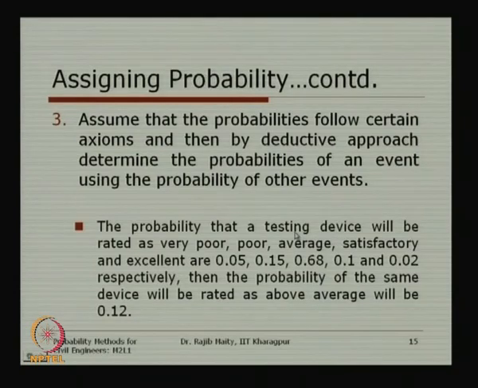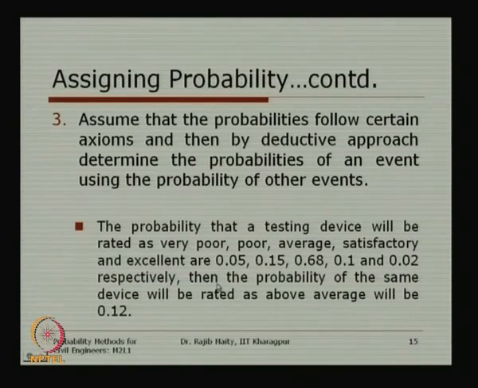Suppose a company has given a testing device to the market, and based on customer satisfaction, the customer will categorize that particular testing device as very poor, poor, average, satisfactory, or excellent. Based on a market study or some other way, the company knows that the probability of the device being categorized as very poor is 0.05, poor is 0.15, average 0.68, satisfactory 0.1, and excellent 0.02.